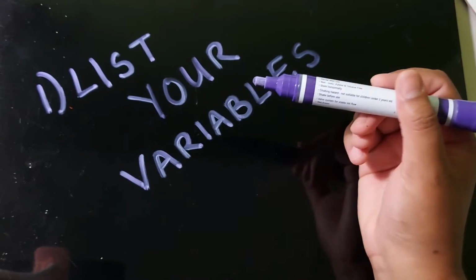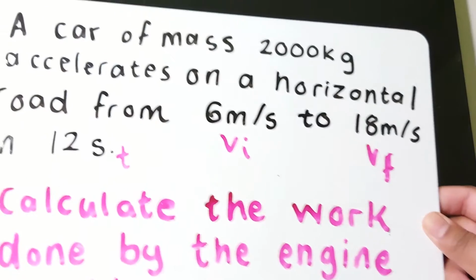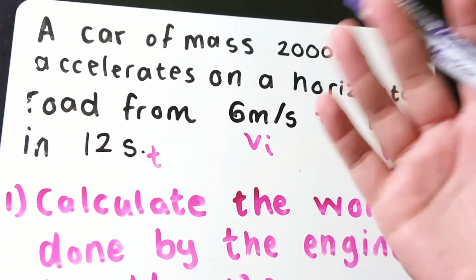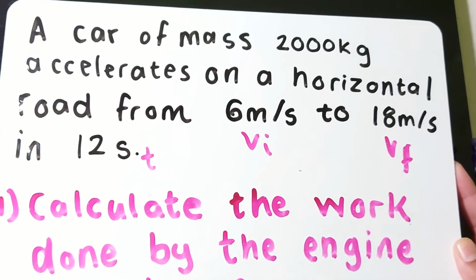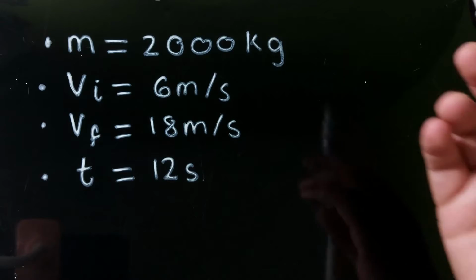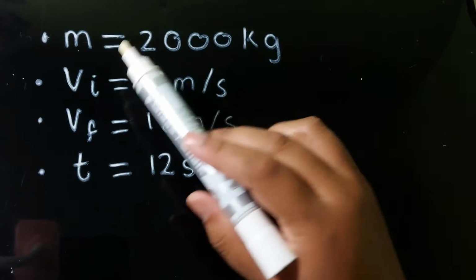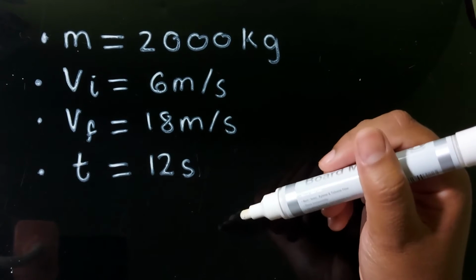The first thing you want to do is to list your variables. That means you look at the question and you identify what information you are going to be working with and what information you need to pull from the question. And from the question, these are the variables that we've identified. You have your mass, an initial and final velocity, and your time. Okay.